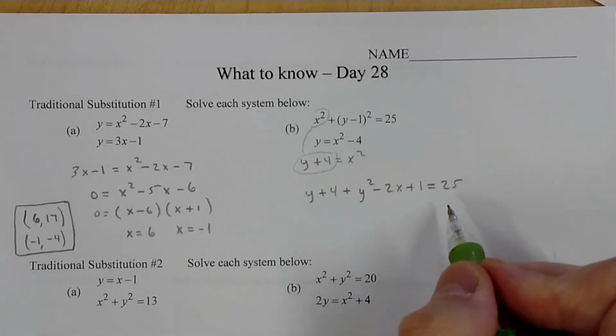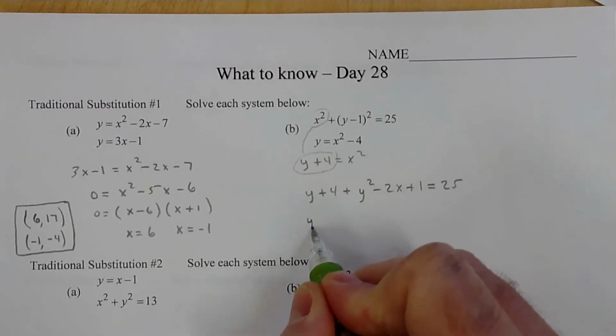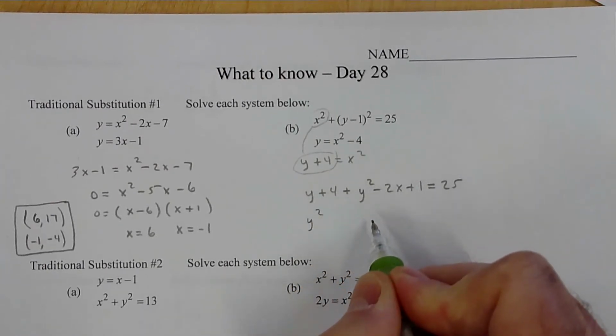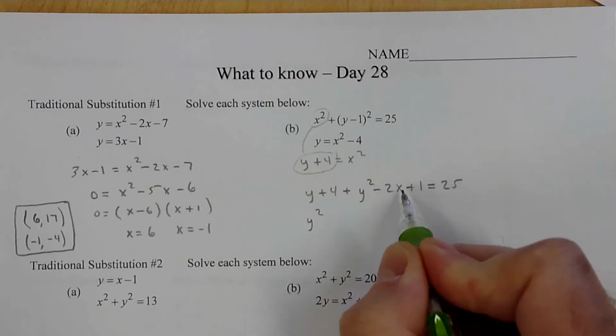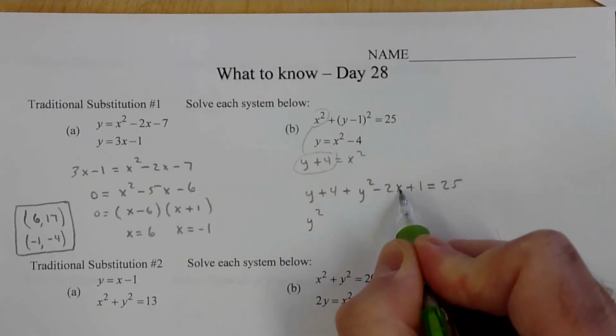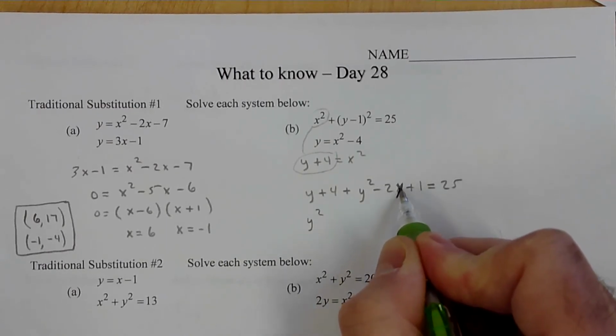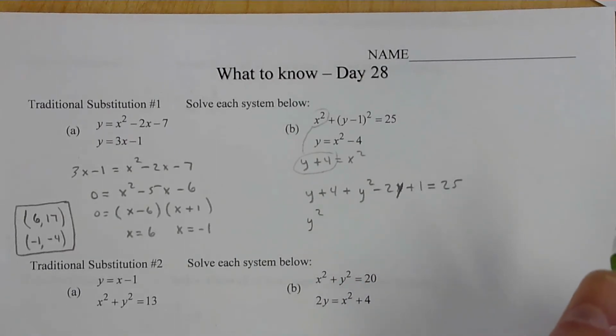Now I'm going to use the zero product property, so I'm going to get everything on one side of the equation and get it ready to be factored. The y squared is going to go first. I accidentally wrote x there. Let me change that to a y really fast. Sorry about that, gang. Habit.